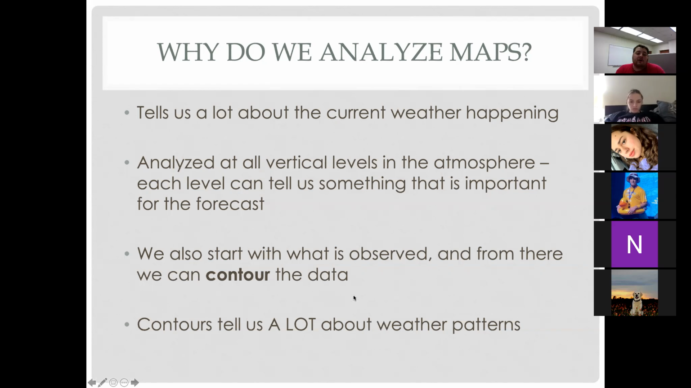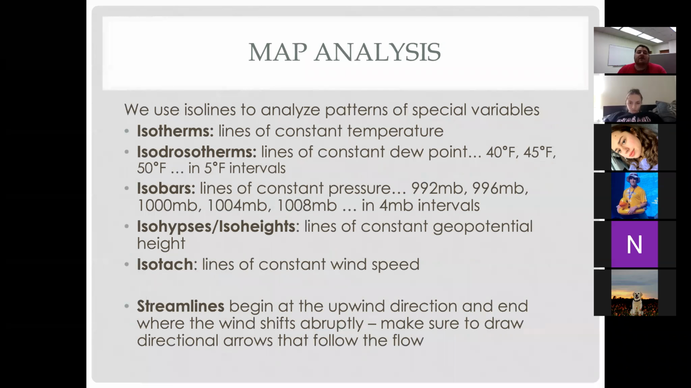We start with what is observed, and then from there we can contour the data. If you've ever seen a contour map, you can make the same type of maps in meteorology. Contours tell us a lot about weather patterns because they show where everything is. It's similar to what y'all were doing a couple weeks ago with the pressure gradient stuff, but you can do this with pretty much anything. So, a few things on the map. Like I said, you're already familiar with a few of these.